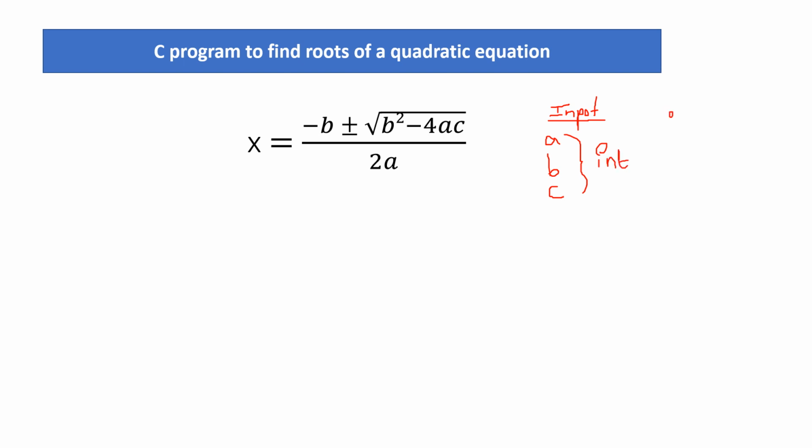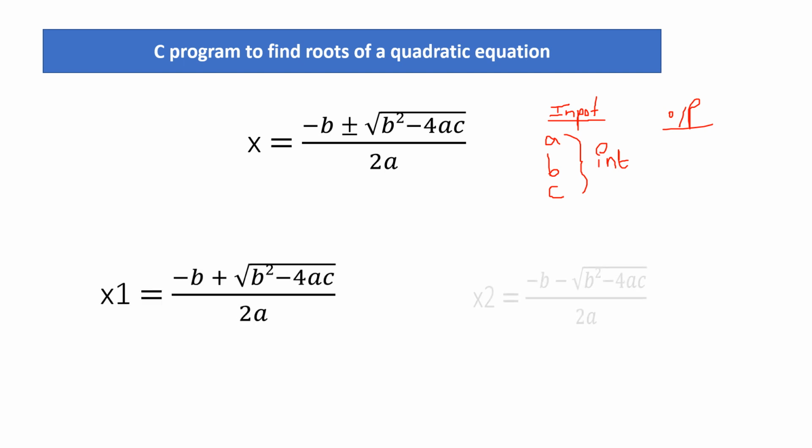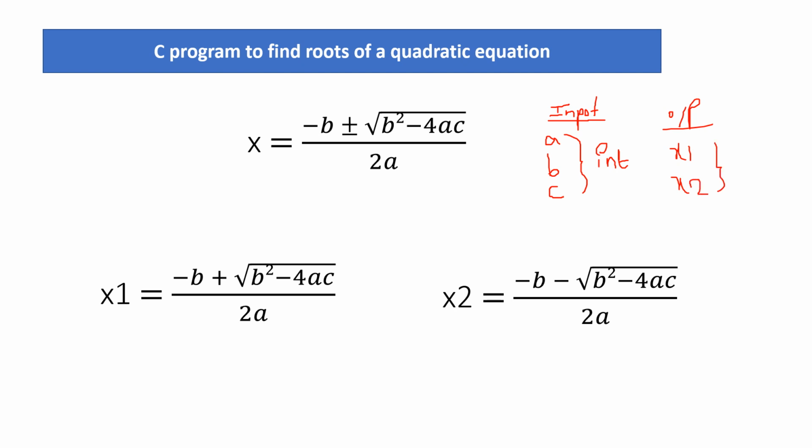And what is the output variable? The output variable is x. But here we are getting two roots, one is x1 and x2. That's why we declare two output variables, x1 and x2. We declare them as float variables. Why? Because we are performing a division operation. In a division operation, there may be chances that we may get floating point values. That's why we declare a, b, c as integers and we declare x1 and x2 as floating point variables.